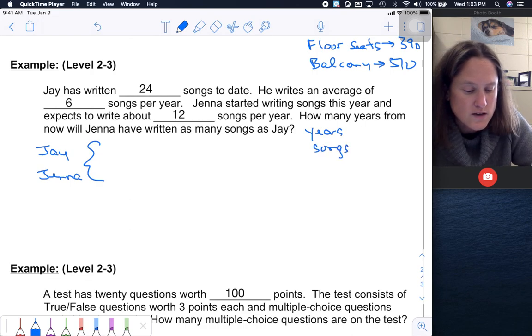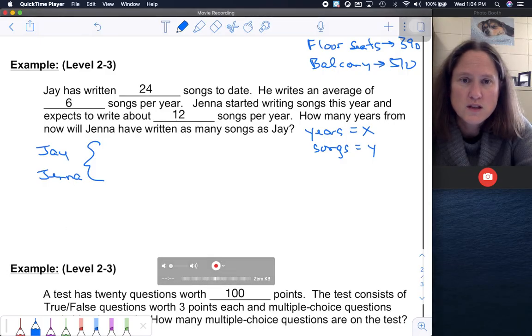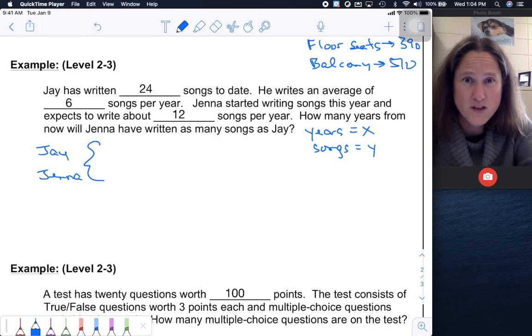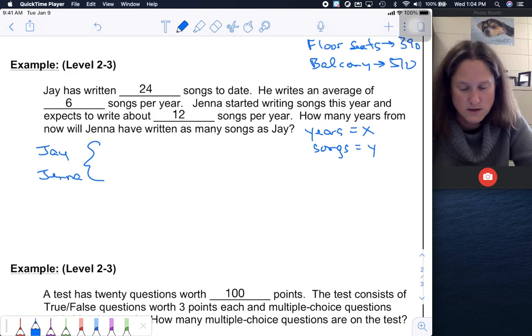Since the songs depend on how many years it's been, I'm going to let X represent the number of years and Y be the number of songs. Okay? You don't have to. You can reverse those. It doesn't matter. That's why it's important to identify what variable you're letting represent years and songs.